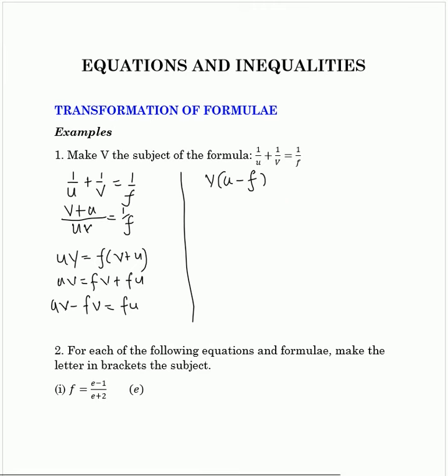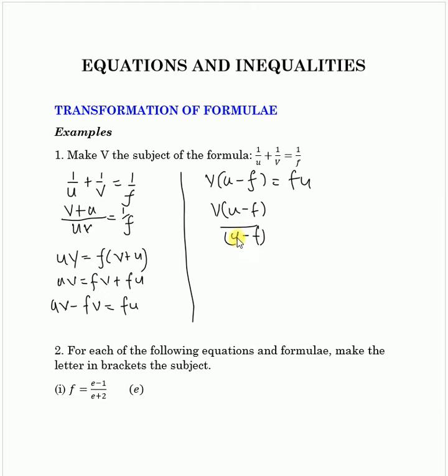So this one is, when you get that, that one is now equal to f times u, and from there, to get v alone there, we shall divide through by u minus f.